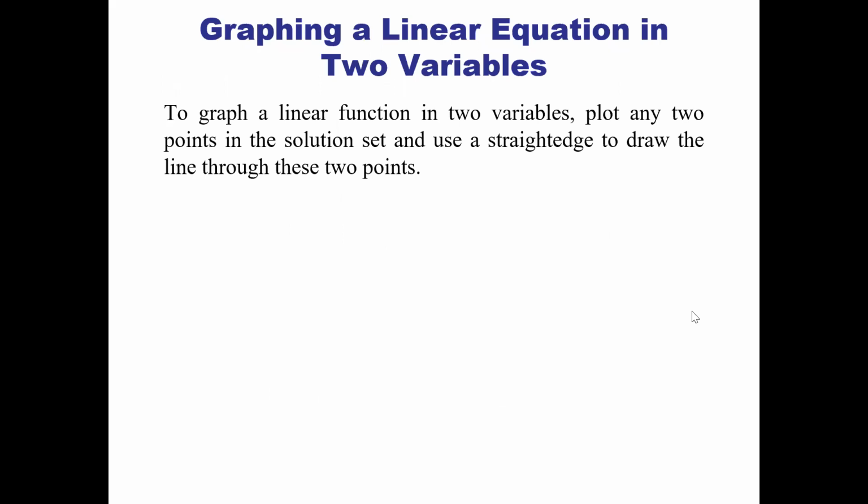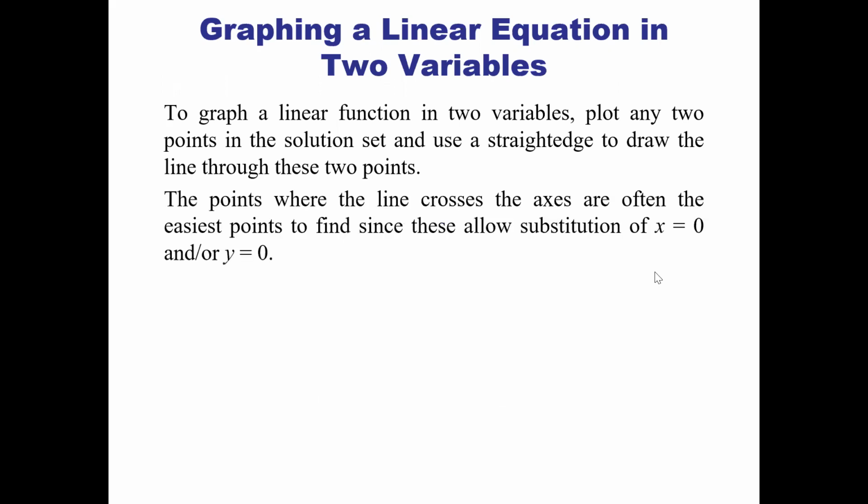All right, so if we want to graph a linear equation in two variables, basically we're just going to plot 2 points in the solution set and use a straight edge to draw the line through these 2 points. And that's going to be the easiest thing. Any 2 points make a line. Now, they have to be the right 2 points, otherwise you're not going to make the right line. And so that's kind of the key here.